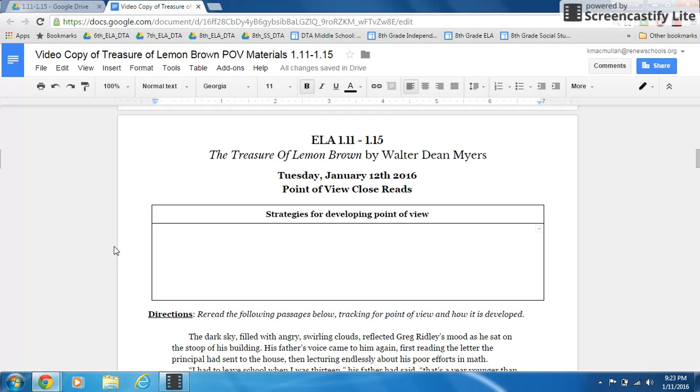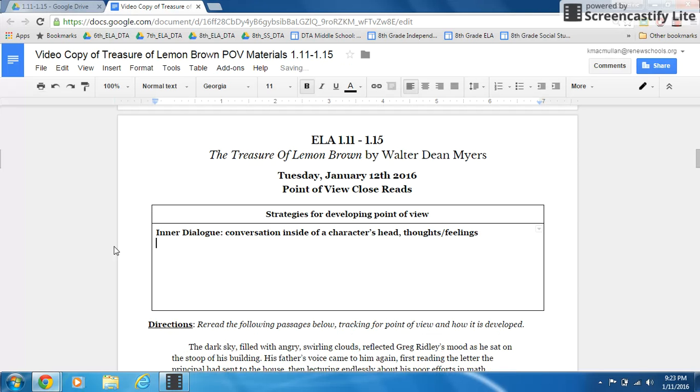so that we understand how the characters interact with each other. One of our biggest strategies is inner dialogue. That's the conversation inside of a character's head. And the reason that that's so important is because that gives you the thoughts and feelings of the character. So what is going on inside their head? How are they feeling about what's happening?